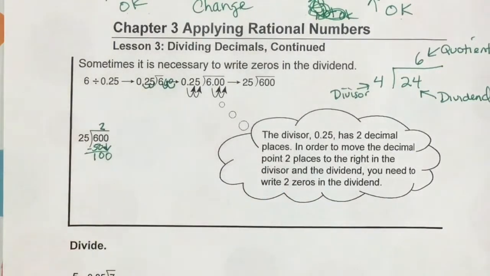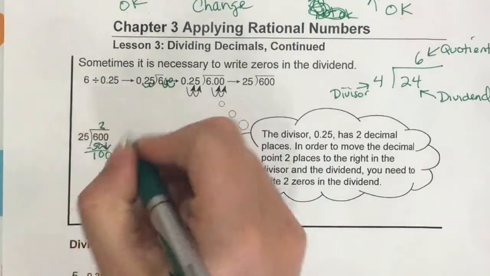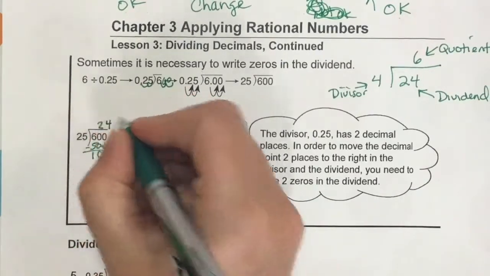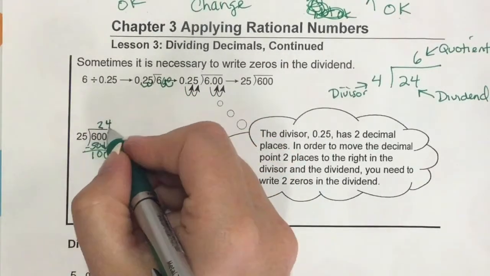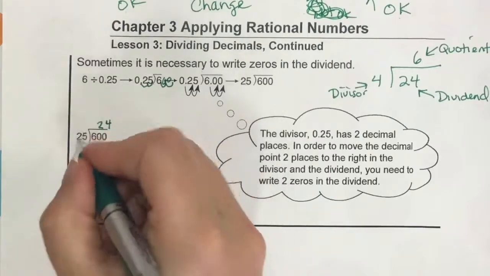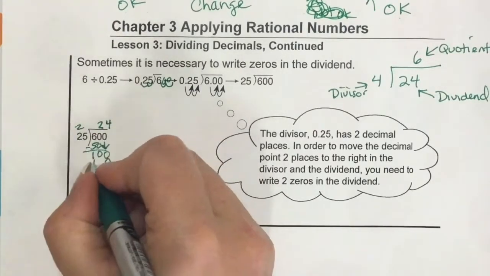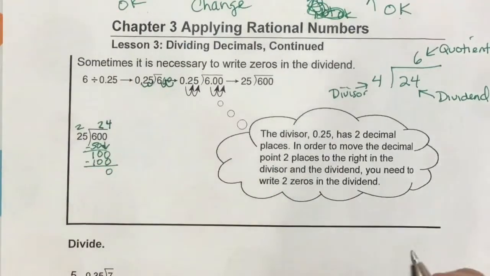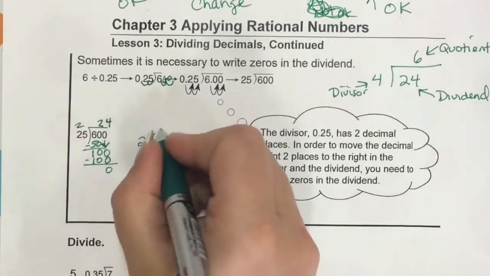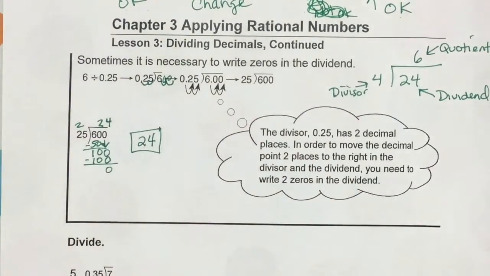There's 4 quarters in $1. That means 25 goes into 100 4 times. And then we just do the math. 4 times 5 is 20. Write the 0, carry the 2. 4 times 2 is 8, plus 2 is 10, and there's no remainder. So the answer to this problem is 24.